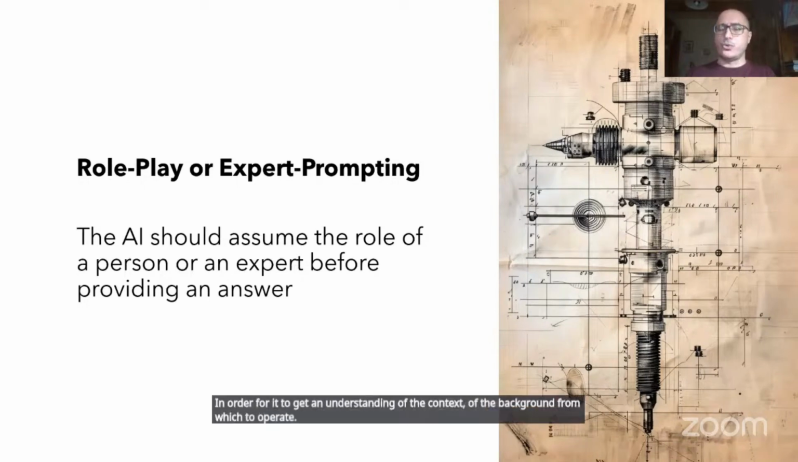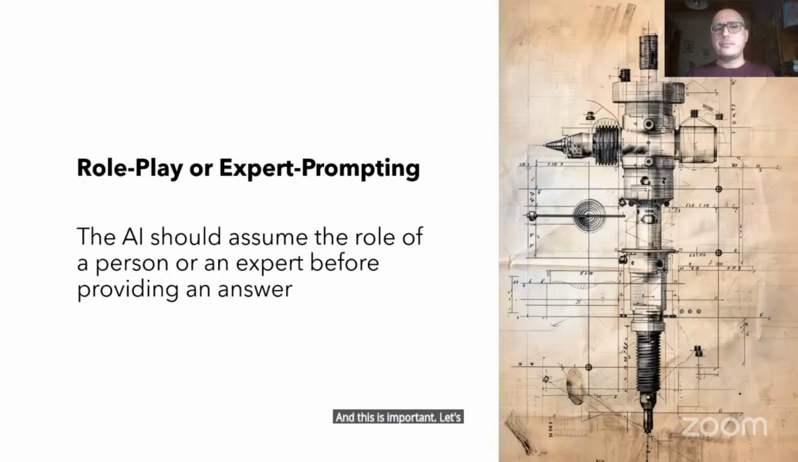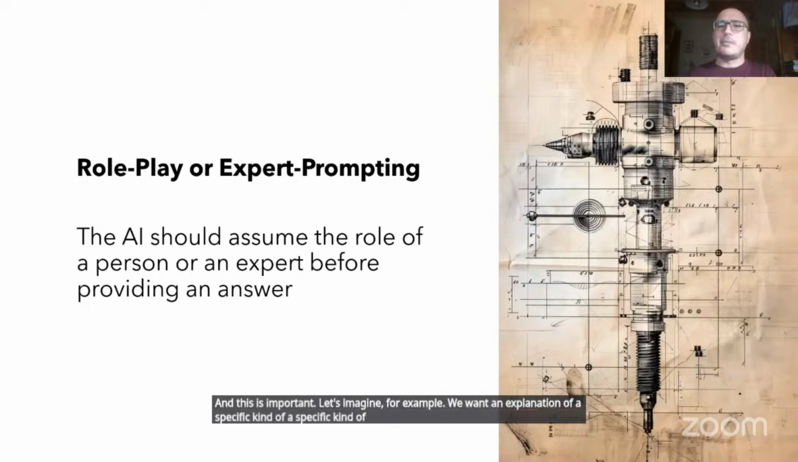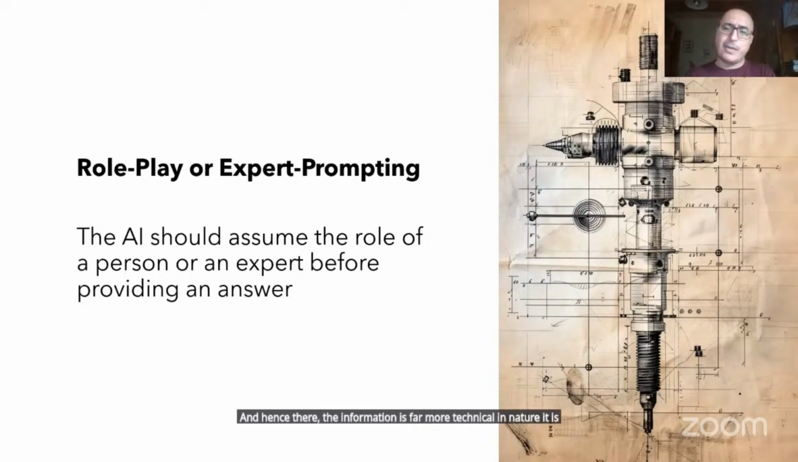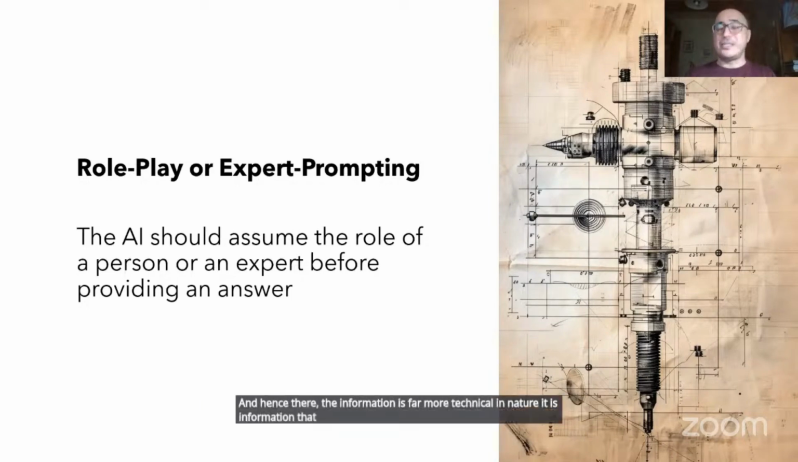And this is important. Let's imagine, for example, we want an explanation of a specific kind of cancer, but we don't want it to provide us with an explanation that we can easily read by going to Wikipedia. We want an explanation that is from the perspective of an oncologist. And hence, there, the information is far more technical in nature. It is information that is associated with a specific domain of expertise.